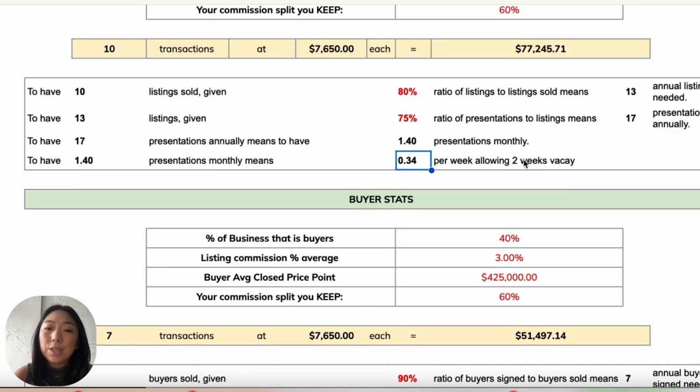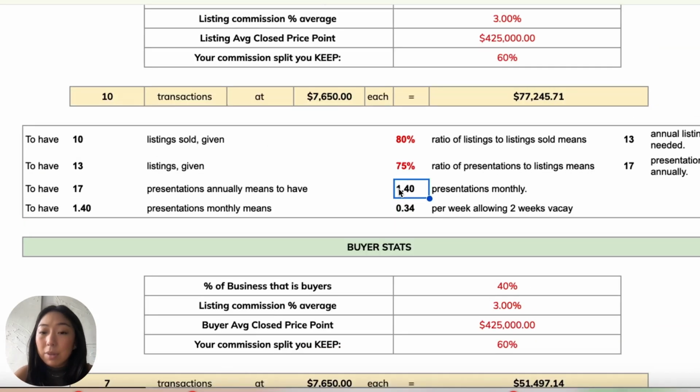So I really like doing this because it gives you perspective. If I really think about it, for me to hit this big goal for myself, I need to just be doing a little over one listing presentation a month.